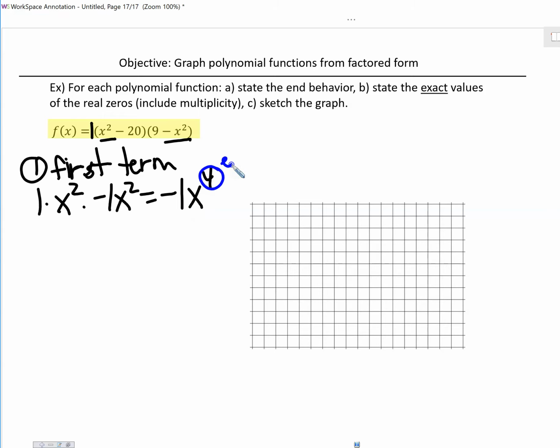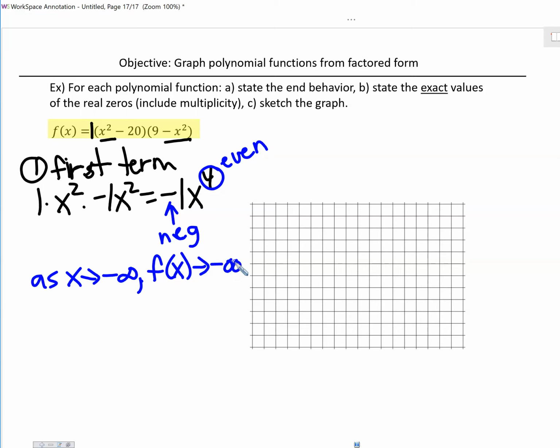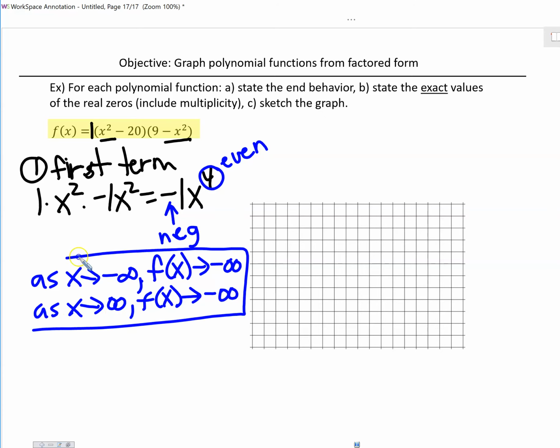So our degree is even, which means our ends go the same direction, and our leading coefficient is negative, which means both ends go to negative infinity. So as x goes to negative infinity, that's the left end, our function values f of x go to negative infinity. And as x goes to positive infinity, the right end, the function values go to negative infinity, like so. All right, so now we're going to take a look at our zeros.